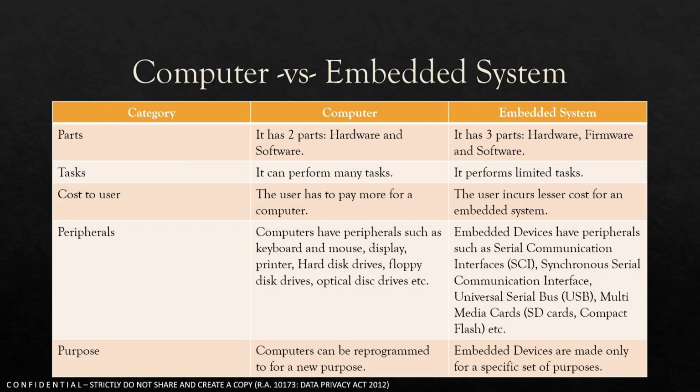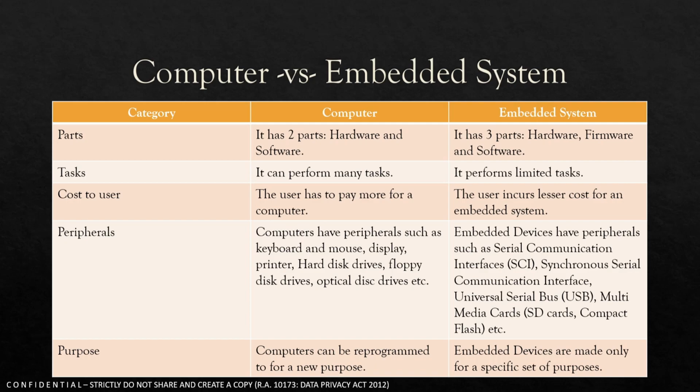Next, for the parts, a computer has only two parts, which are the hardware and software, while an embedded system has three parts, which include the firmware. Next, for the task, a computer can perform many tasks, while an embedded system performs limited tasks. Next, for the cost to the user, the user has to pay more for a computer, while the user incurs a lesser cost for an embedded system.